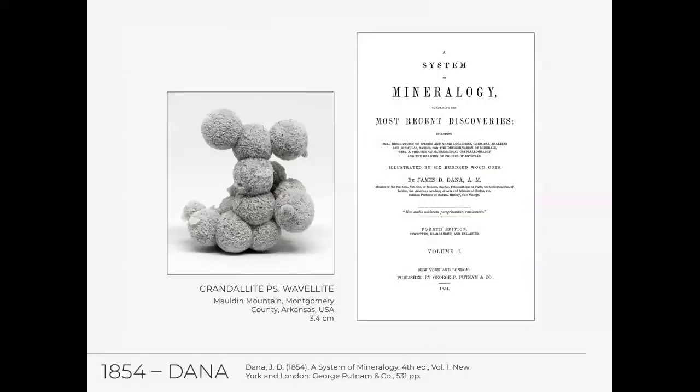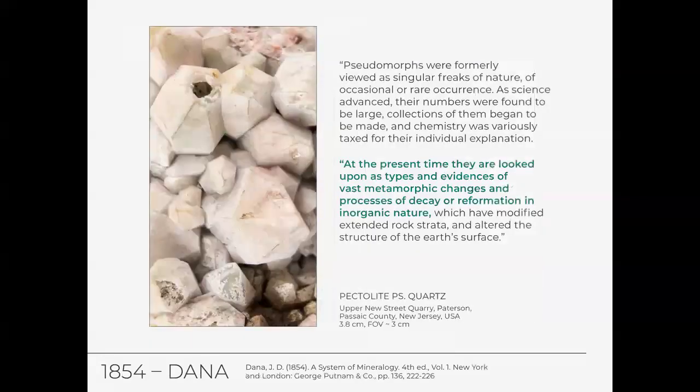In 1854, Dana publishes the 4th edition of a system of mineralogy, which contains updates to the pseudomorph section. He summarizes the history of the study of pseudomorphs, describing the current state of knowledge as that they are types and evidences of vast metamorphic changes and processes of decay or reformation in inorganic nature.